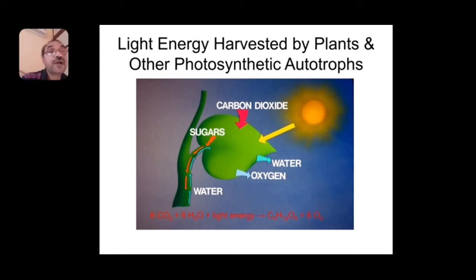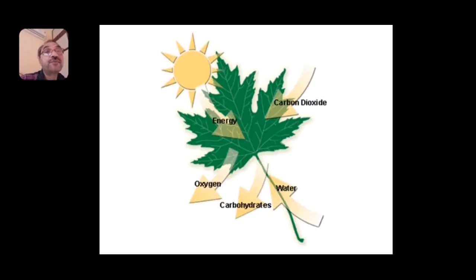Plants obtain carbon dioxide from the environment and water from the soil. The raw materials are carbon dioxide and water, and in the presence of light and chlorophyll, the plant synthesizes sugar. The byproduct is oxygen, and water is also formed again.